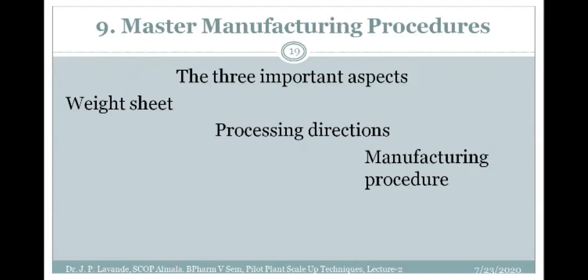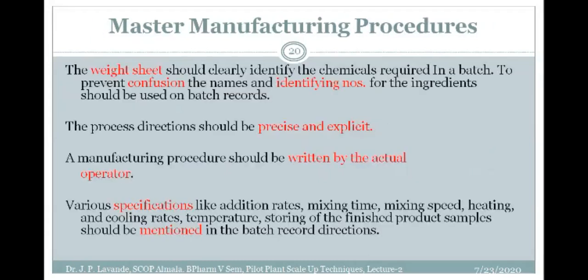The next consideration is as far as the master manufacturing procedures are concerned. The three important aspects are required in master manufacturing processes. The weight sheet. The weight sheet will contain the details of all the ingredients in terms of their weight, which is to be weighed. The processing direction, that is in terms of the protocol, that is in terms of the steps, that is in terms of the standard operating procedures, and the manufacturing procedure in order to handle the equipments and the machineries. So the weight sheet should clearly identify the chemicals required in a batch.